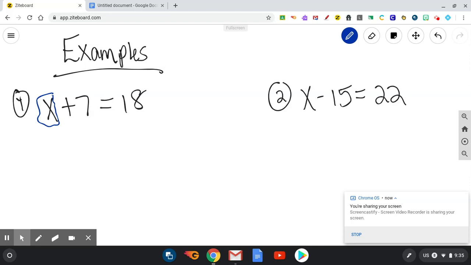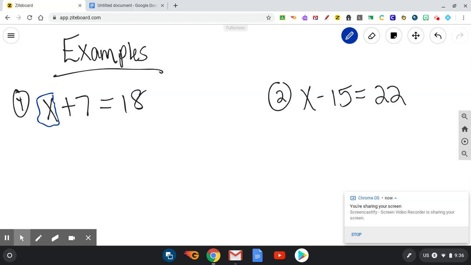So remember we talked about inverse operations, all right? So in order to get x on the side by itself, we need to move the 7. Well, in order to move the 7, we have to do inverse operations, which is the opposite. So this is plus 7. So we're going to do the opposite, which is minus 7.